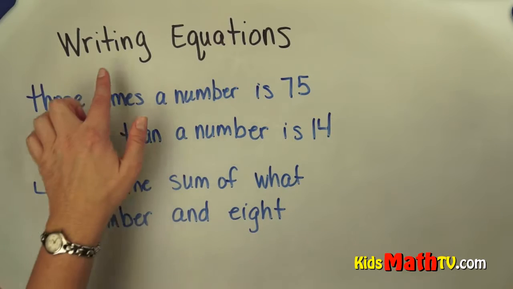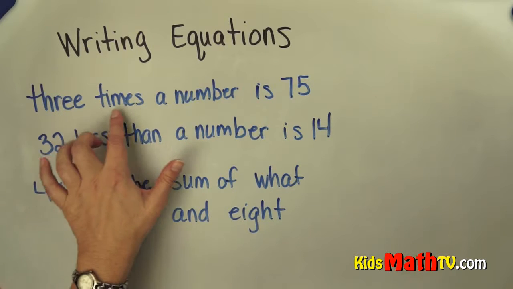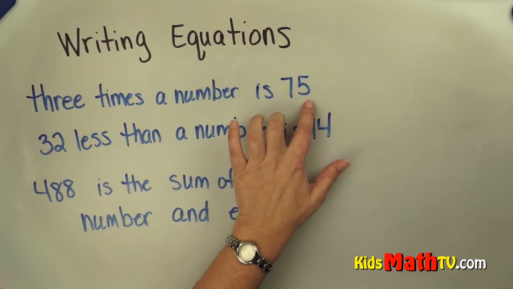In this lesson, you will learn about writing equations. Here are 3 different equations written out in word format. What I want to do is translate that into a more mathematical or number symbol format. Okay, so the first one is 3 times a number is 75.